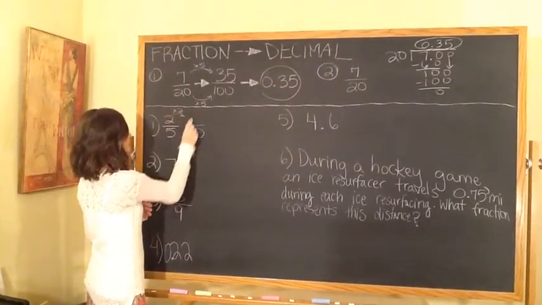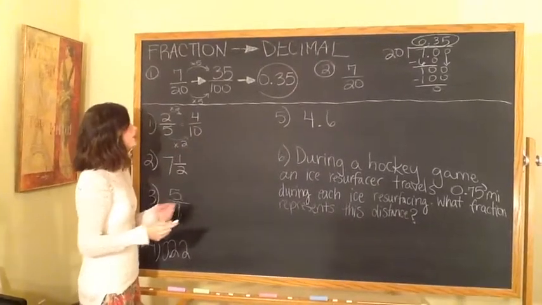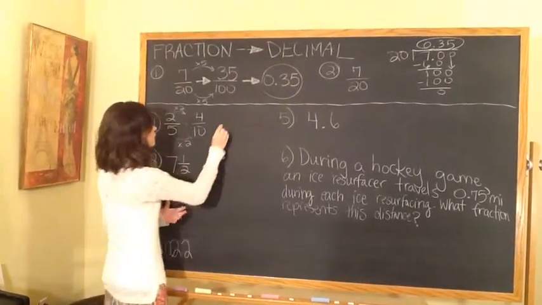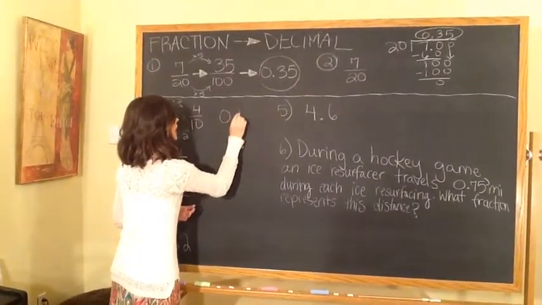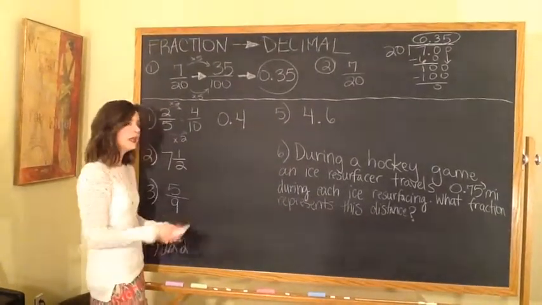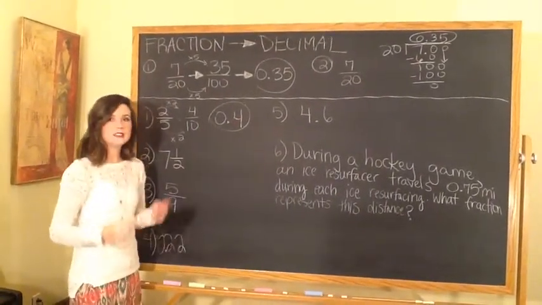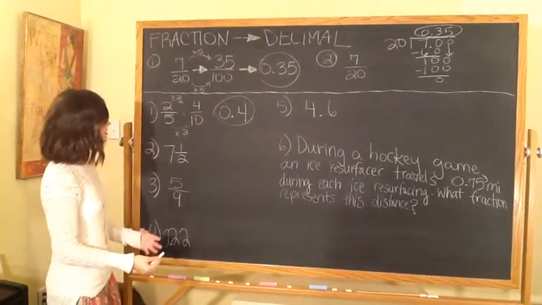So then 2 times 2 would give me 4. So my decimal is going to be 4/10. So I'm going to write a 4, and it ends in the tenths place. So my decimal is 0.4, or 4/10.